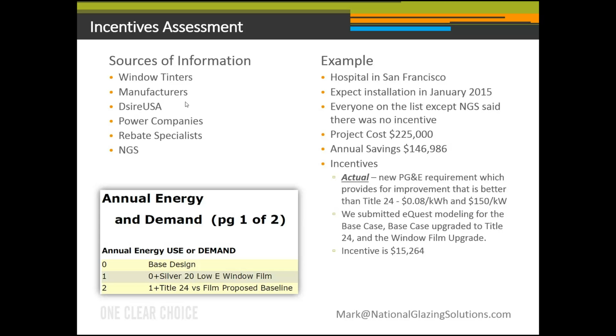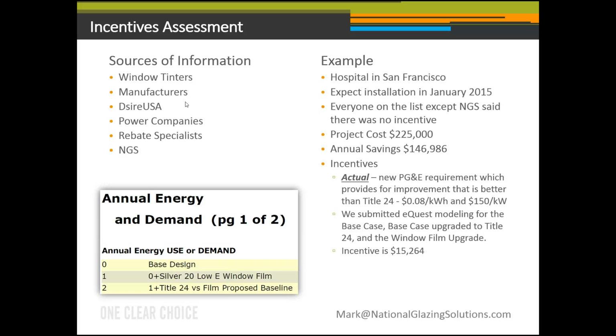The ESCO trusted us to find the incentives available. We also started with Desire USA. We looked at the current PG&E commercial incentives, and we contacted our national rebate specialist. Unfortunately, everyone said there's no incentive available, quote, unless the existing glass was compliant with Title 24 already. Since it was not, we proposed to PG&E simulating 3 scenarios.